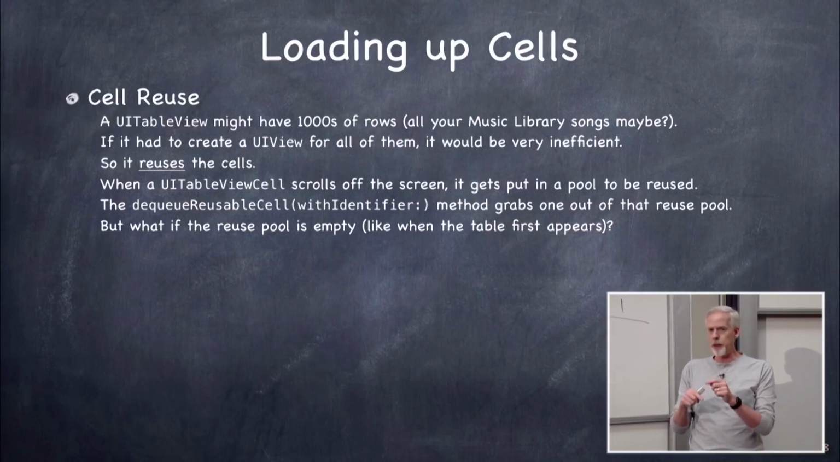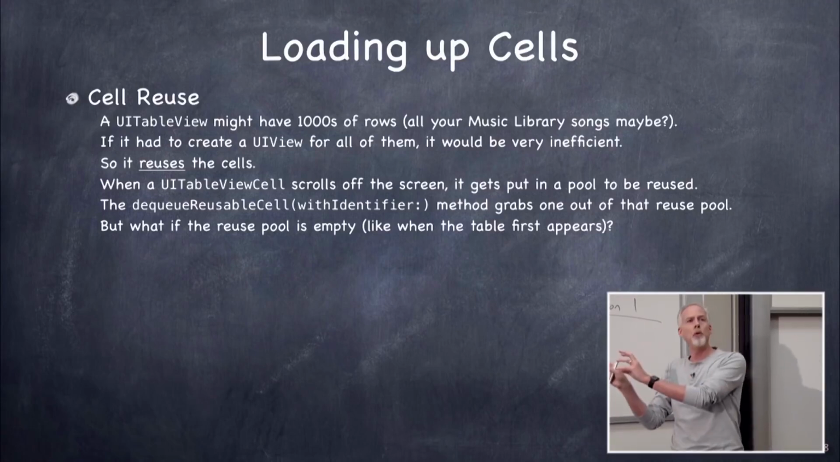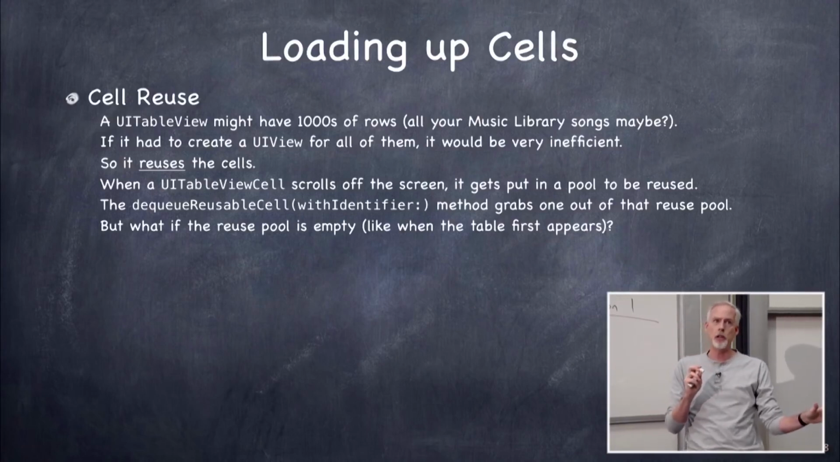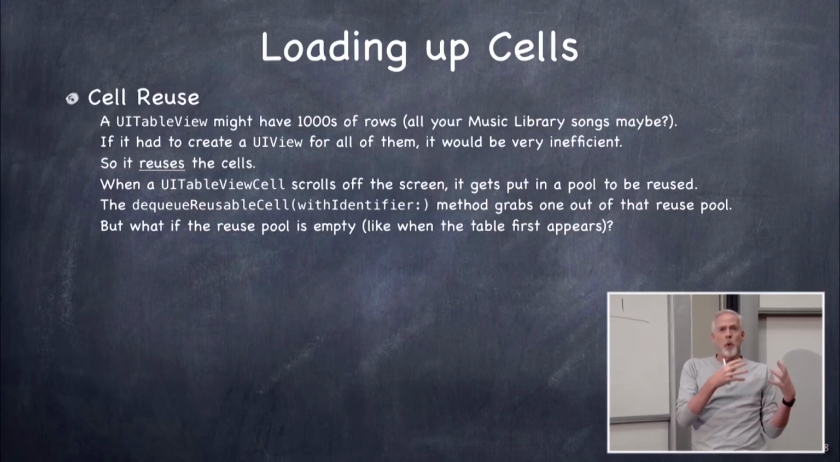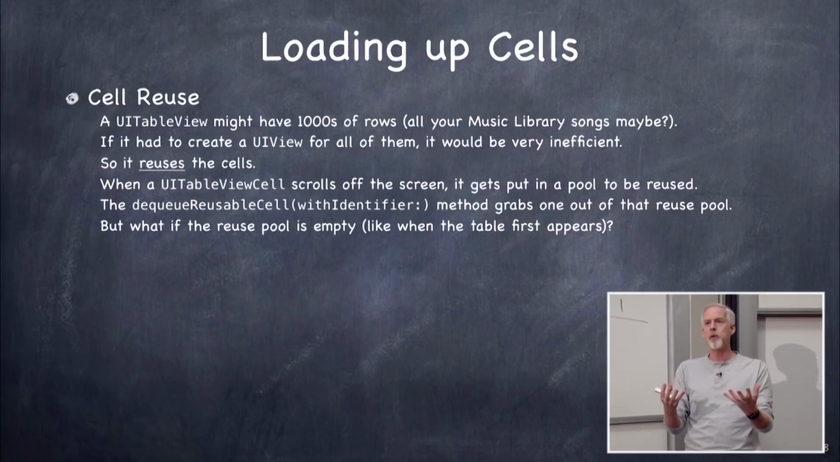So when things fly off the top, no longer in view, the cell that was displaying them, the UI table view cell, which is a UI view, goes into a reuse pool. And you get things out of that with that method, dequeue reusable, whatever. It gives you a cell out of it. But what if that pool of reusable things is empty? Like, let's say your table just came on screen. Well, obviously there's none in there. So then what happens?